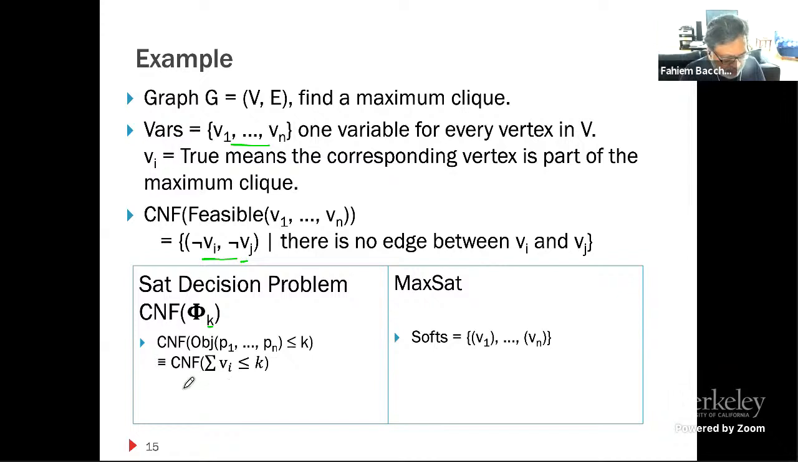And you can convert these sums to CNF, so that you can do that as a SAT decision problem. But in MaxSat, you can see that in this particular case, you get an even simpler formulation, which is that the softs just correspond to making as many of the variables true as possible. In other words, I want to make the clique as big as possible. And anytime I don't include something in the clique, I pay a cost.